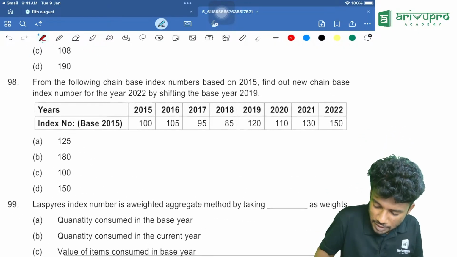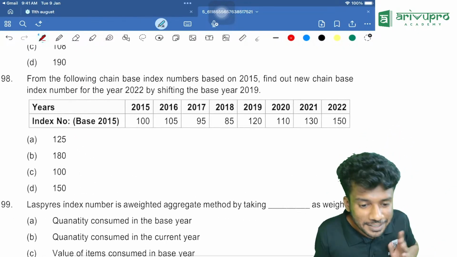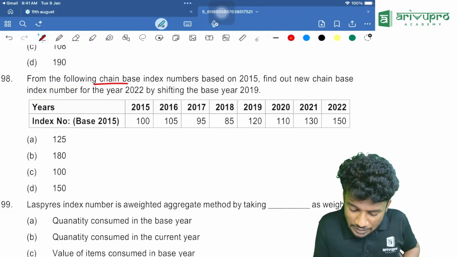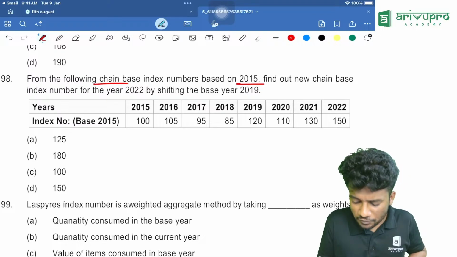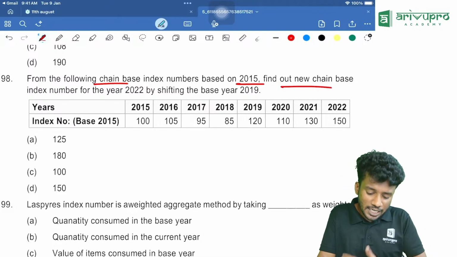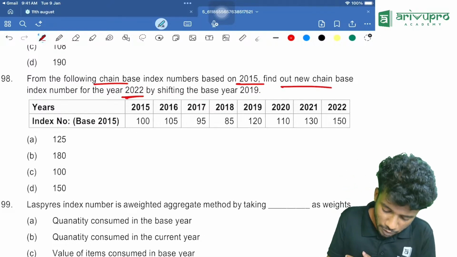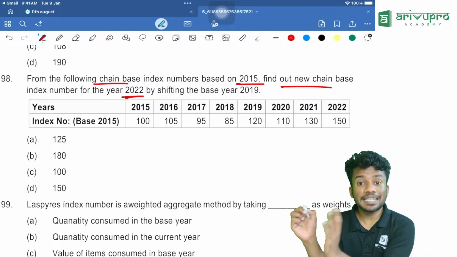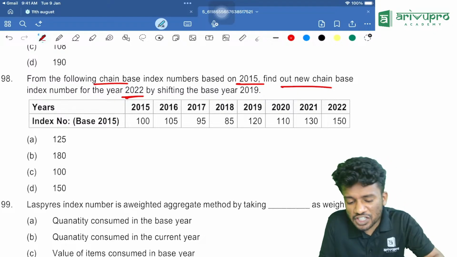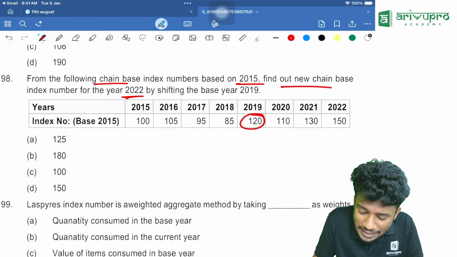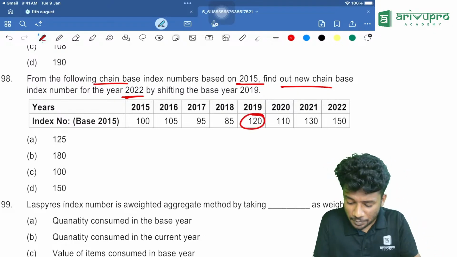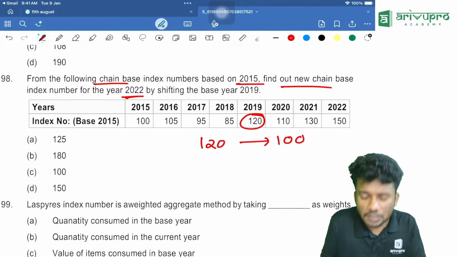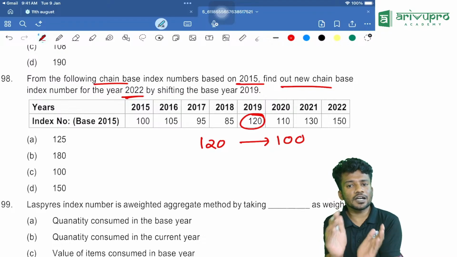Now this is the question from our last attempt. Okay, now from the following chain base index based on 2025, find out the new chain base index for the year 2022 by shifting the base year to 2019. That means we are shifting 2019 as the base year. That means we are converting 120 to 100. Okay, we are converting what? A base year.